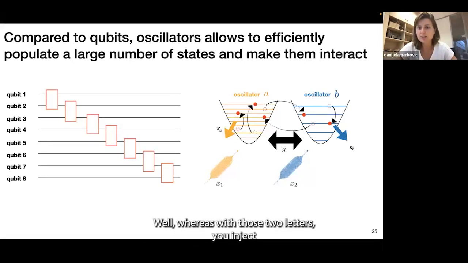Whereas with oscillators, you inject signal in each of them, you prepare each of them in a superposition of states, then you let them interact, and you have already made all these different states interact. So this is why we think it's really interesting to use quantum oscillators rather than qubits.